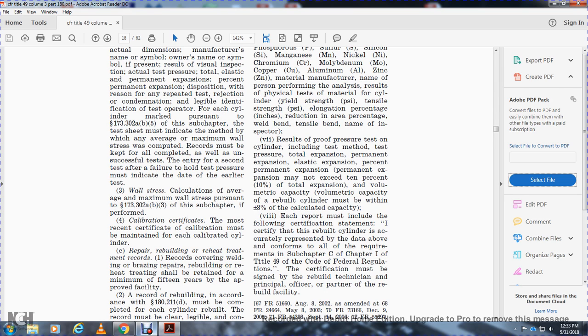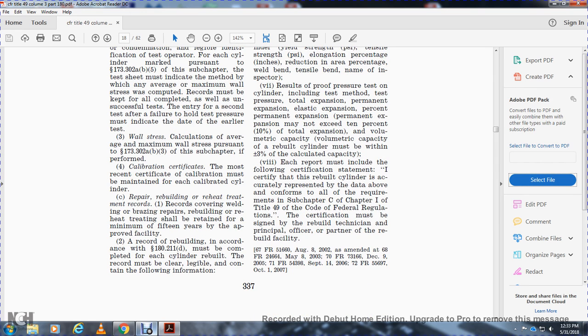C. Repair and rebuilding, reheat treatment records for rewelding, brazing, and repair, and rewelding and reheating treatment shall be retained for a minimum of 15 years before they approve the facility. Records of rebuilding in accordance with 182.11b must be completed for each cylinder rebuilt.